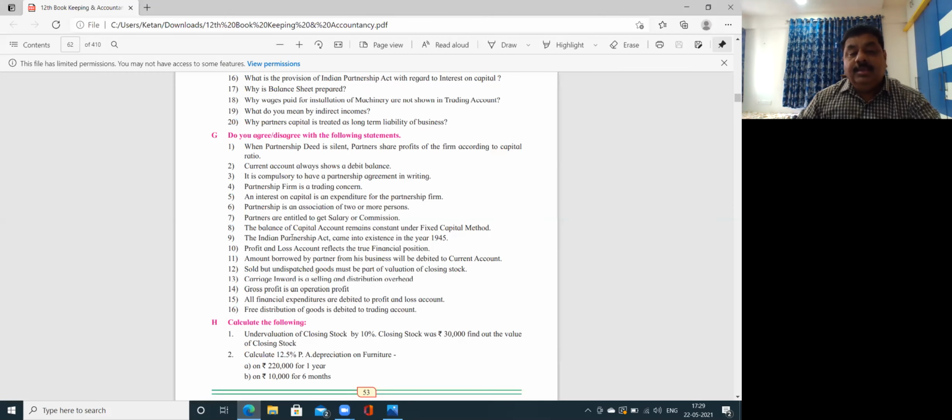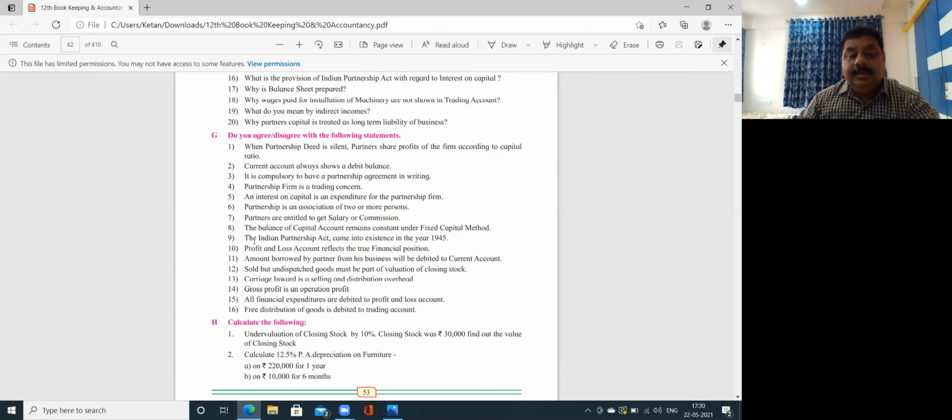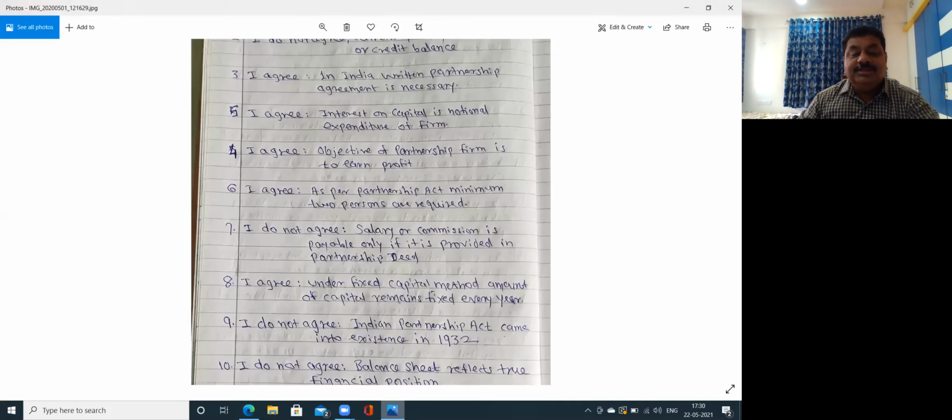Number 8. Balance of capital account remains constant under fixed capital method. I agree. Yes, I agree. Reason दिया मैंने. Number 9. In Partnership Act, the Partnership Act came into existence in the year 1945. I do not agree, because that is established or came into force since 1932.